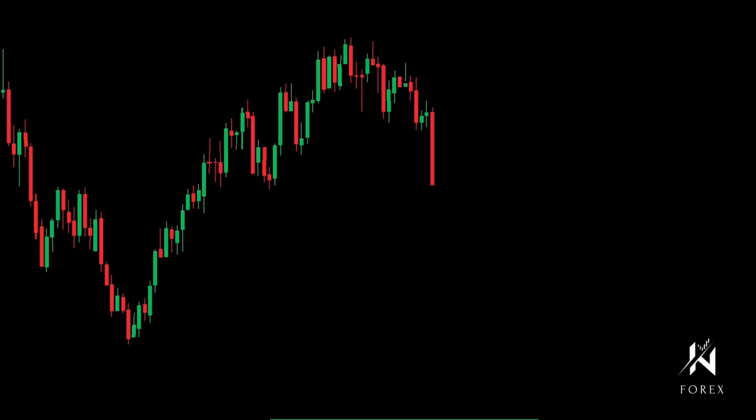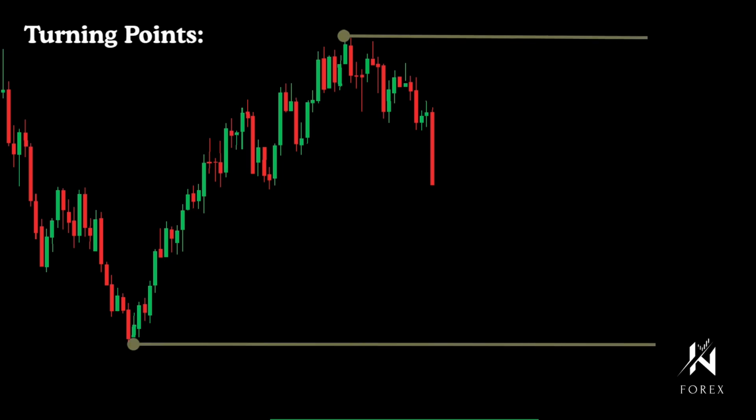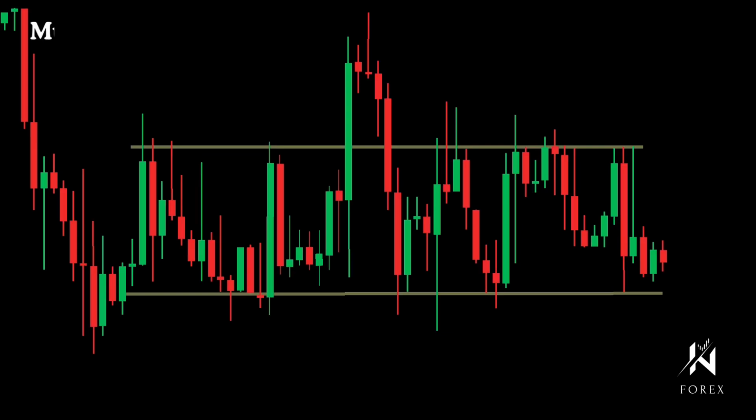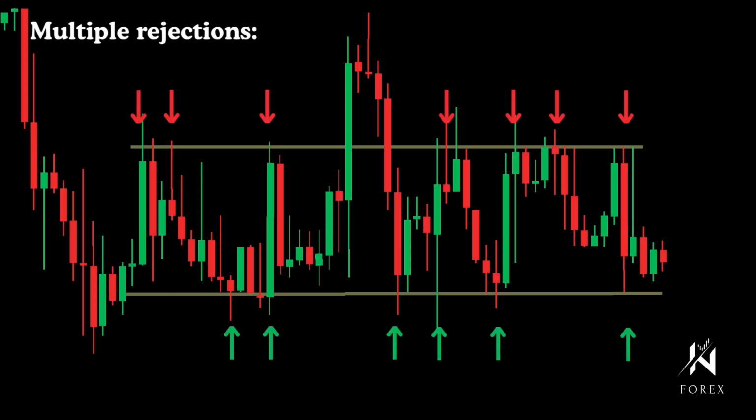Number 1. Turning points. These are zones where the market has previously reversed its trend. Such areas are perceived by the market as either overbought or undervalued, which increases the likelihood of price reacting to them once revisited. Number 2. Multiple rejections. When price is rejected from a specific zone several times, it indicates that traders consistently reacted at that level on different occasions, reinforcing its strength.